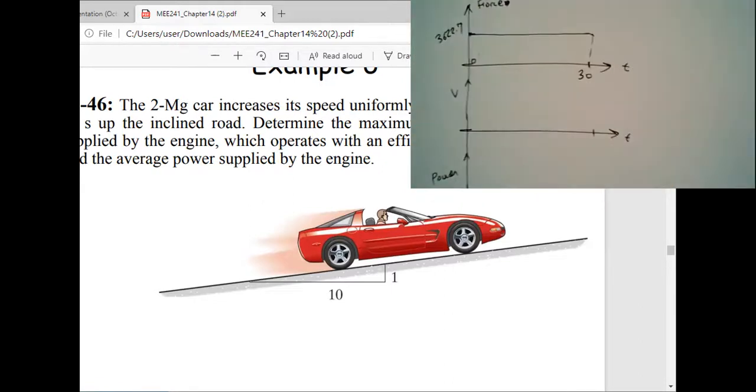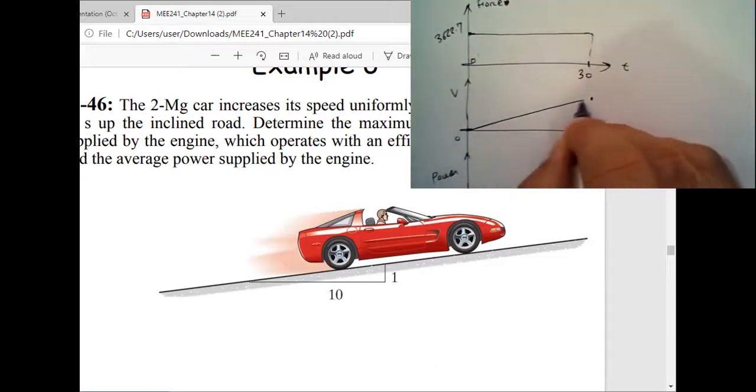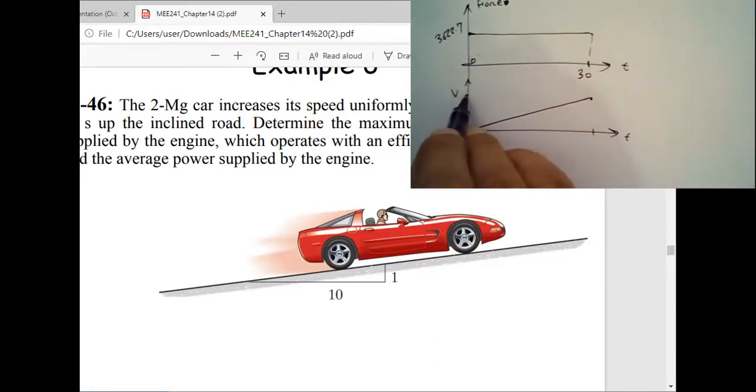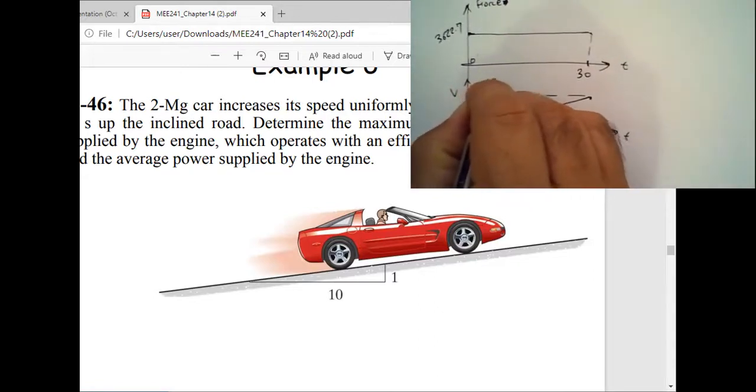So this is my force. Now, how about my velocity? We said the velocity will start at 0, and at 30 seconds it's going to be equal to 25. So this is my velocity. It's going to be 25 meters per second.